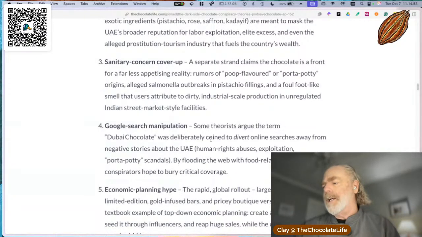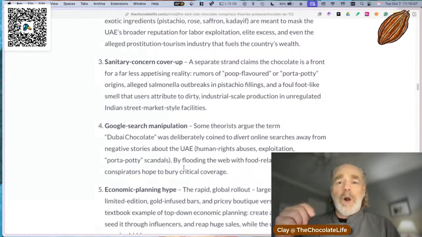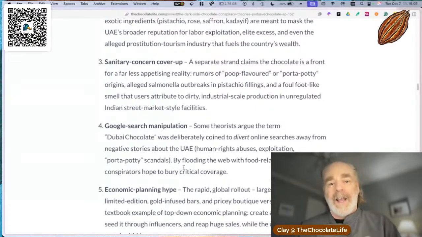But the whole idea is by flooding the web with food-related results, the conspirators hope to bury critical coverage. But we have to ask the question: what does Google gain from this, right? Or what does Fix Desserts? What do they gain from this? What is the original poster on TikTok gain from this? And it's not clear that there's any economic advantage by doing so.